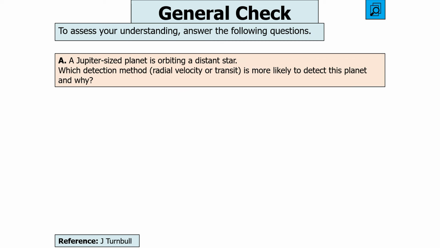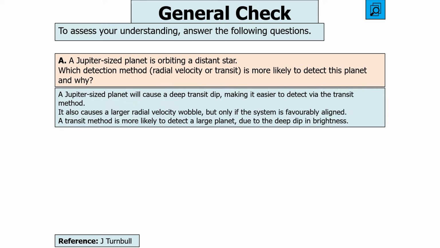A Jupiter-sized planet is orbiting a distant star. Which detection method is more likely to detect this planet and why? A Jupiter-sized planet would cause a deep transit dip, making it easy to detect via the transit method. It would also cause a large radial velocity wobble, but only if the system is favourably aligned, so the transit method is much more likely to detect a large planet due to the deep dip in brightness.